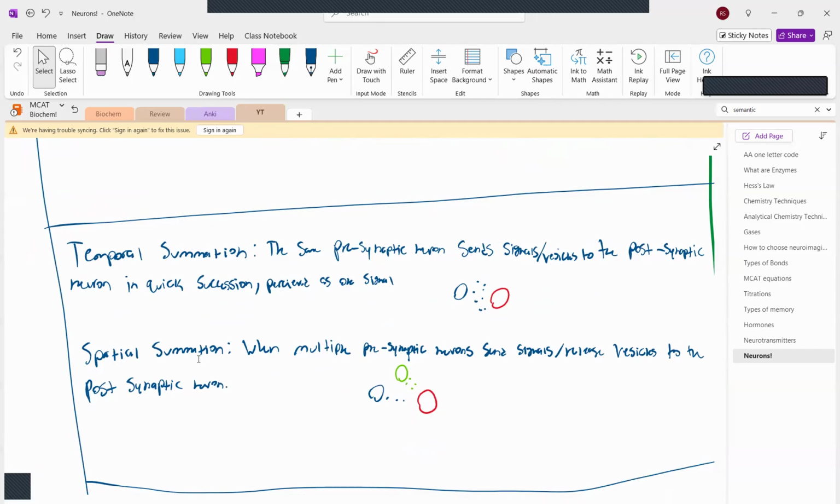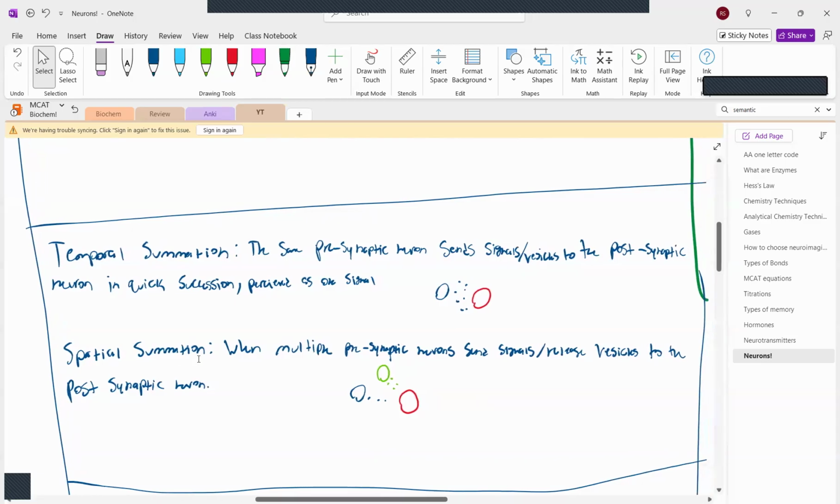So, temporal summation is when the same presynaptic neuron releases vesicles of neurotransmitters to the postsynaptic neuron in quick succession. It's perceived typically as one signal. So basically it's massive depolarization events. That's how I like to think of it: temporal, like tempo, time, so that makes sense, right? It's just a massive succession, like ba boom ba boom ba boom. Whereas spatial summation is when multiple presynaptic neurons send signals and release vesicles to the postsynaptic neuron.